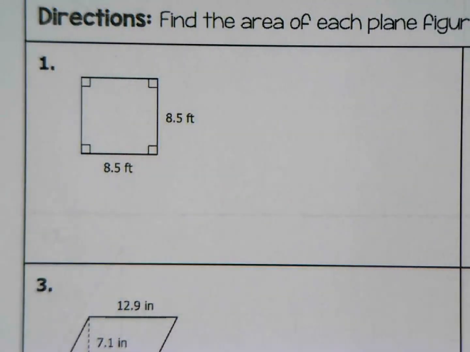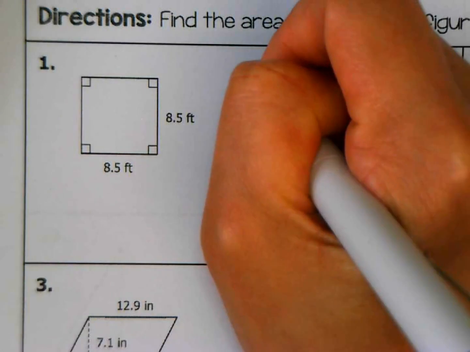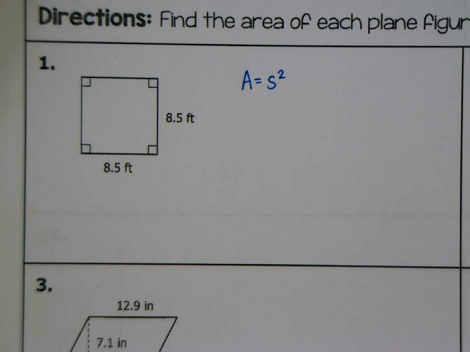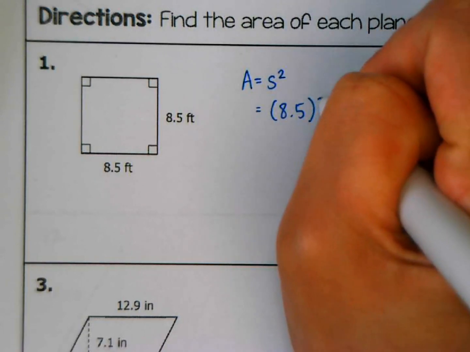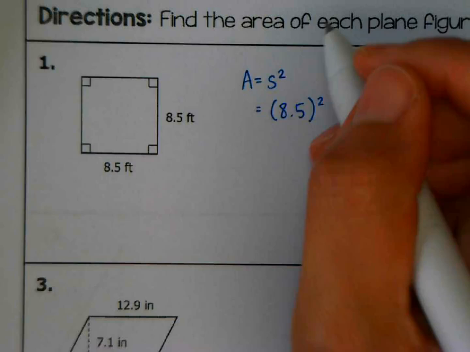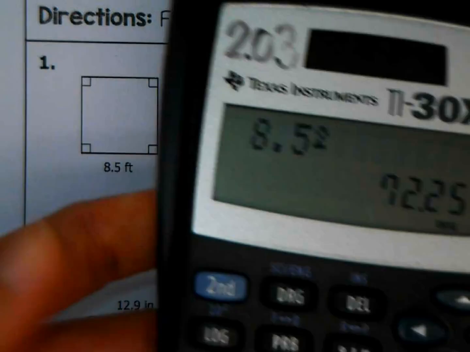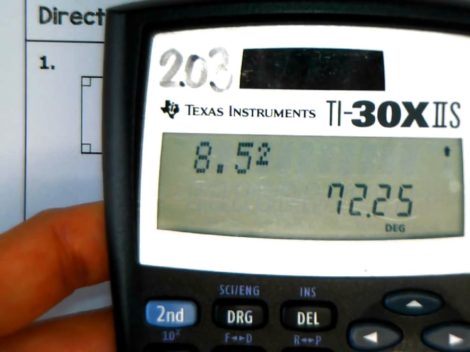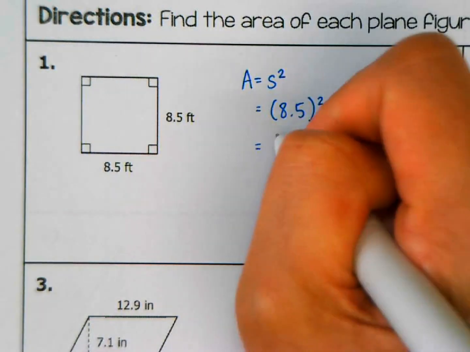Okay? All right, find the area of each plane figure below. This one is a square, so the area of a square is side squared. You could just use length times width. It accomplishes the same exact thing. That's going to be 8.5 squared, which is 8.5 times 8.5, and it's going to result in 72.25, but just like we've always done, we're going to round to one decimal place. So what is that? 72.3. Good.